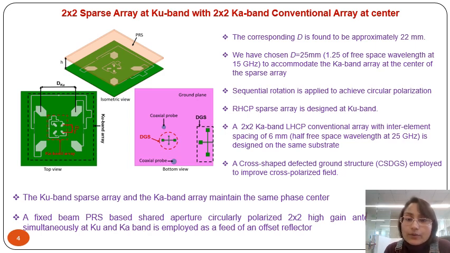The technique of sequential rotation is applied for both the bands to achieve a considerable axial ratio bandwidth. The Ku band sparse array works in right-hand circular polarization, whereas the Ka band array works in left-hand circular polarization. This is the Ku band array and this is the Ka band array, which we can see from these configurations. A cross-shaped defected ground structure is employed for both the bands to improve cross-polarized fields.